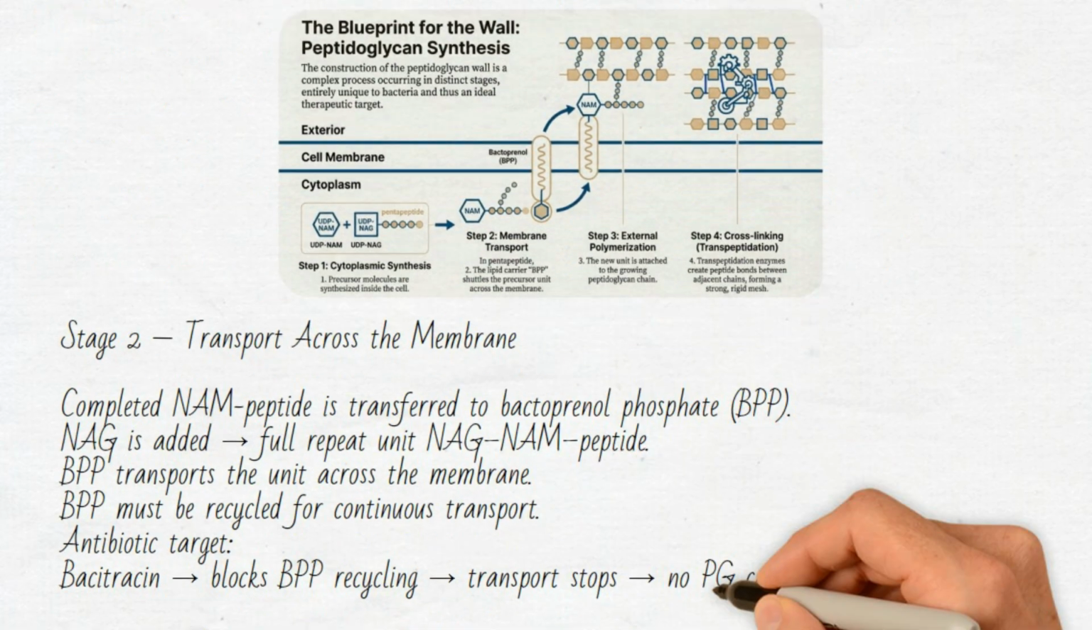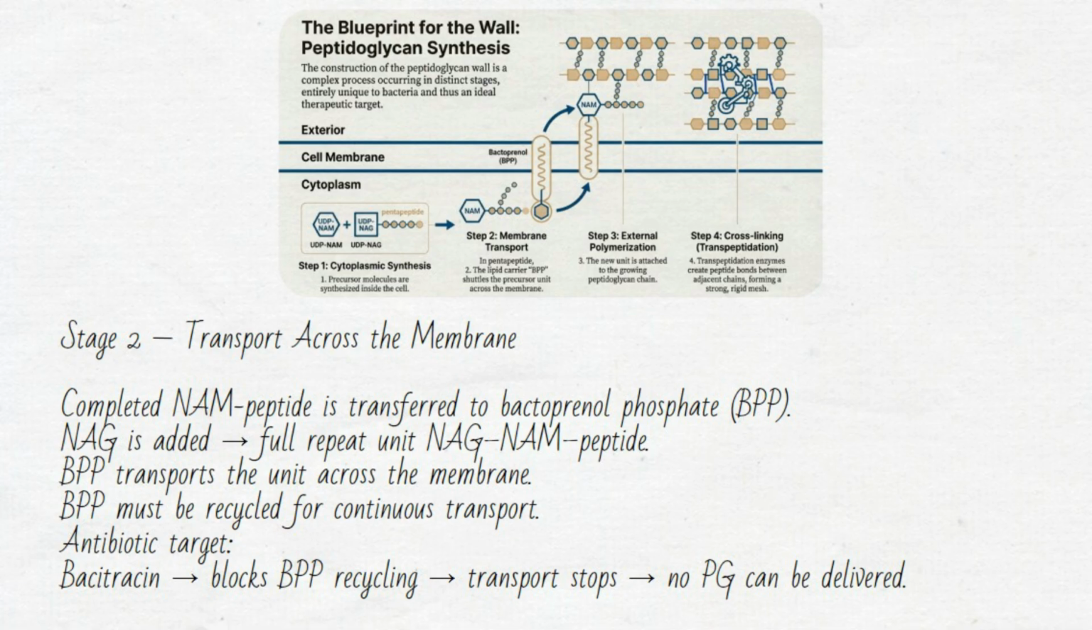Stage 2. Getting that completed NAM peptide unit across the membrane. The NAM-pep moiety is transferred from the UDP carrier to another carrier, bactoprenol phosphate, or BPP, located on the inner surface of the cell membrane. At this point, UDP-NAG transfers NAG to NAM-pep, completing the peptidoglycan repeat unit, NAG-NAM-pep, which is now attached to the carrier BPP. BPP then carries this repeat unit through the cell membrane to the outside surface.